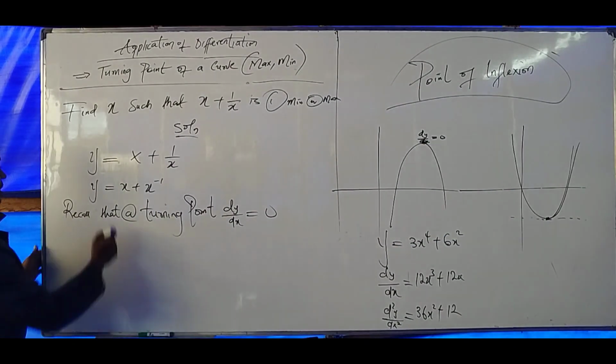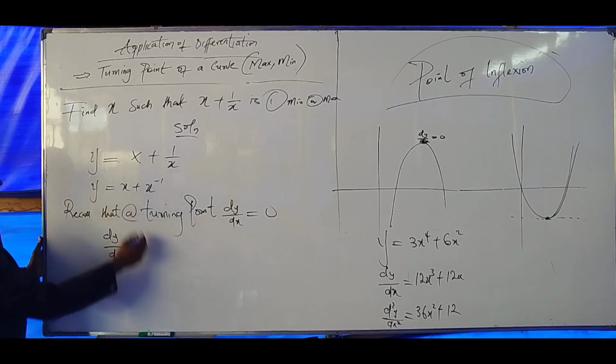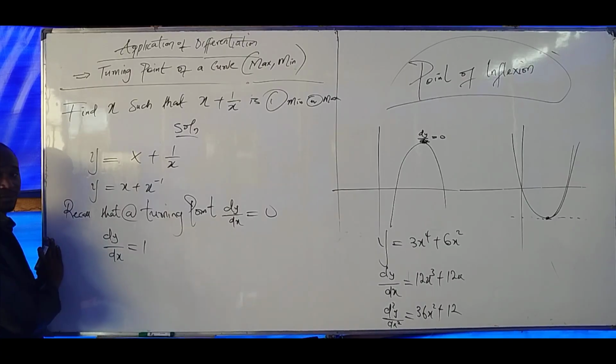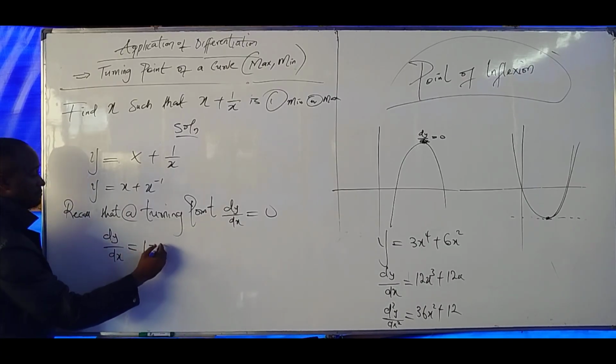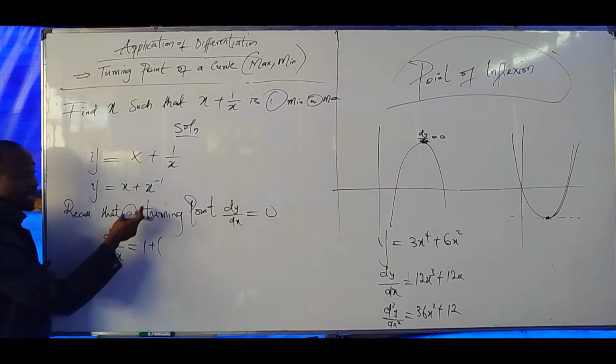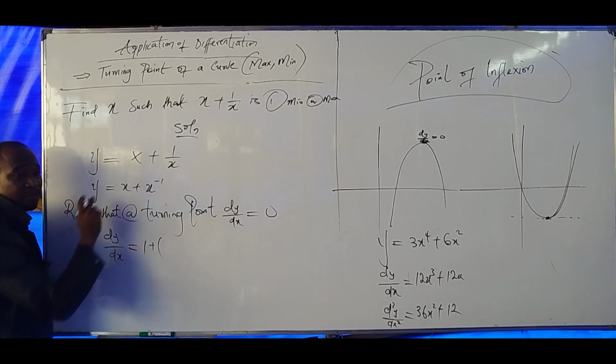Okay, let's proceed. Now let's differentiate. What do you have here? dy/dx. We give us what? Here is 1. Hope you are aware. Differentiate x. What do you have? It's 1. Here will be what? Minus. If I'm to differentiate this, the rule says what? Multiply the power by the coefficient of x. And subtract 1 from the power.